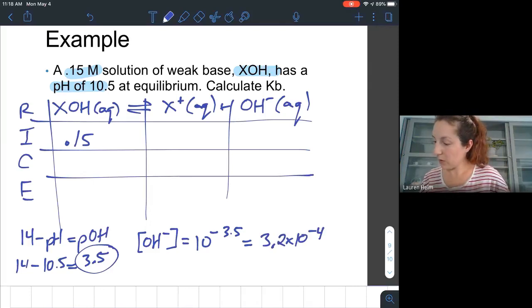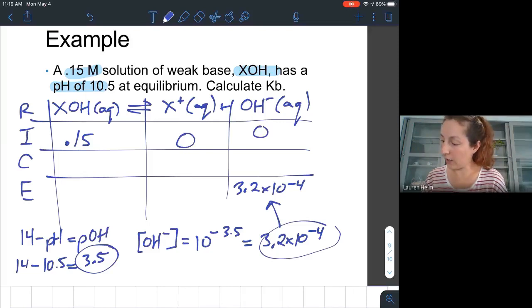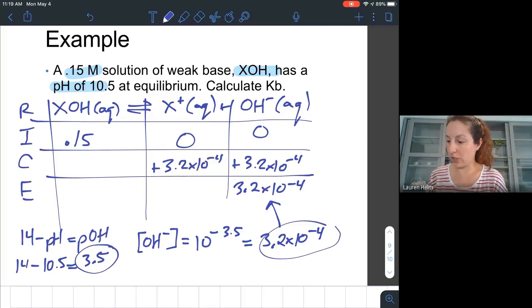This number represents the concentration of hydroxide at equilibrium, so we can plug that in here, 3.2 times 10 to the negative fourth. Forgot to write in, these were 0 initially. That means we gained 3.2 times 10 to the negative fourth. In a 1-to-1 ratio with the X, we gained 3.2 times 10 to the negative fourth. And in a 1-to-1 ratio with the base, we lost 3.2 times 10 to the negative fourth.